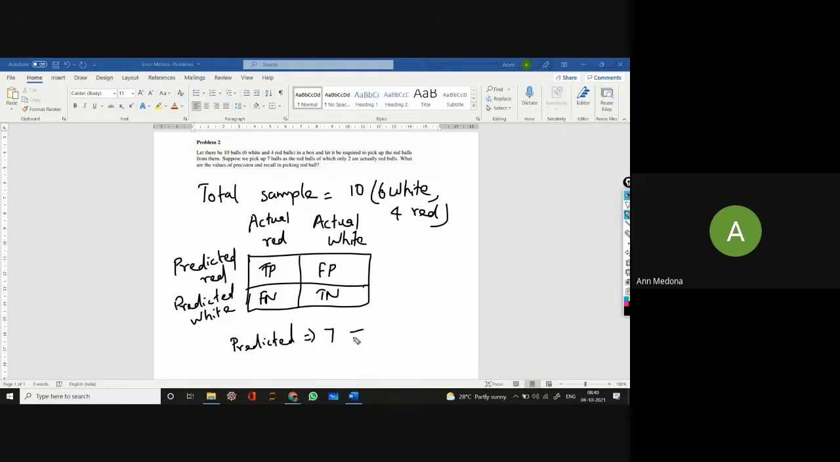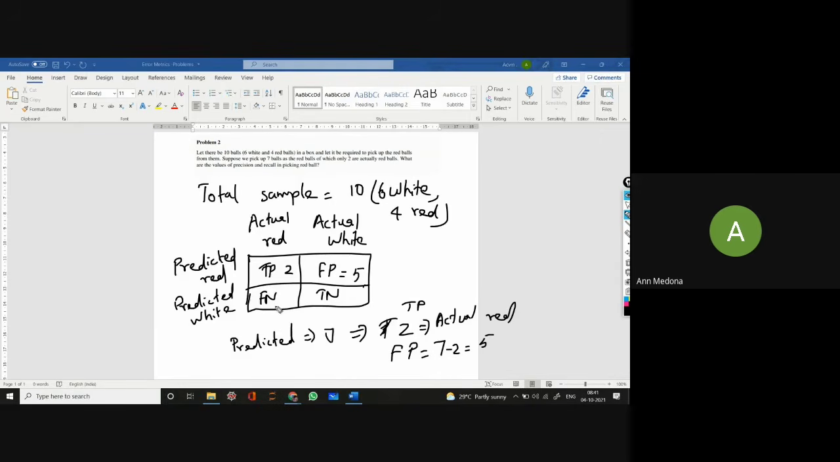Okay, so out of 7, only, sorry, your actual value as yes is nothing but 2. Out of 7, 2 is actual red. So totally you have predicted 7 values as yes. Out of 7 values, only 2 values are actual red, which is nothing but your true positive. So false positive will be equal to 7 minus 2, which is equal to 5.